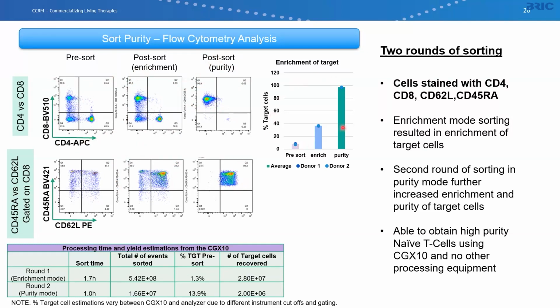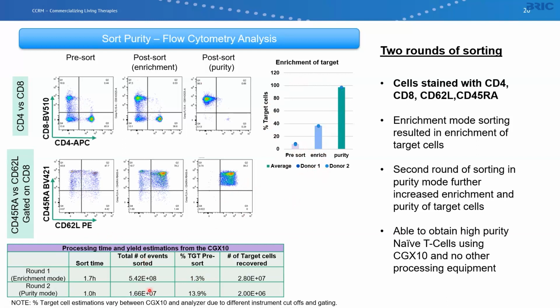The graph on the right here shows the percent of target cells, or purity. So in pre-sort, we started with less than 10%. Actually, on the CGX10, it was a 1.3% population. That was enriched to 30% and more in the first step. And this was further enriched to the same purity level we've seen earlier, above 95%. This has been very reproducible across donors.